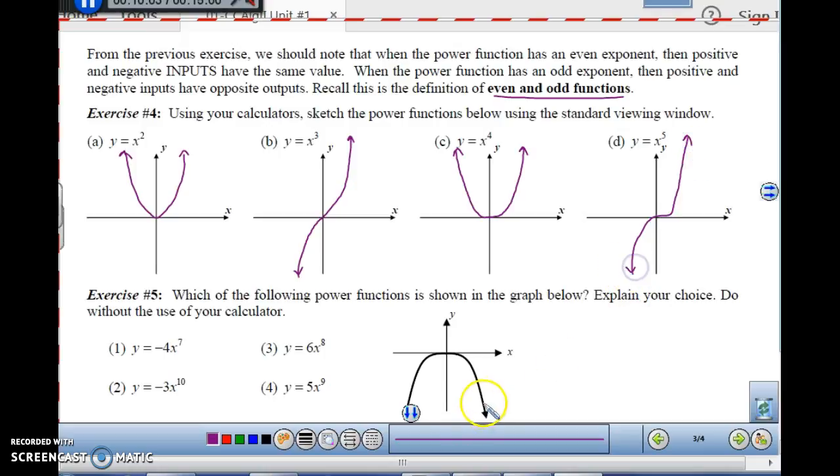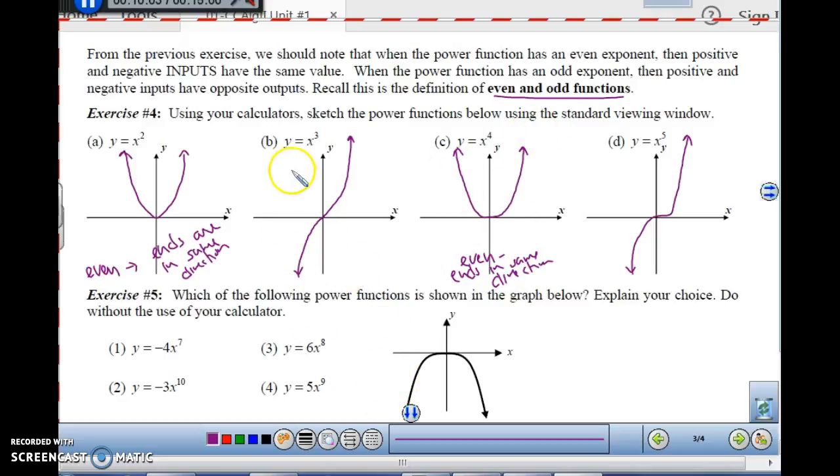Okay, let's look at the pattern we have here. Look at x squared and x to the fourth. What do we notice about the end behavior? Remember, these are both even functions. The ends are in the same direction. They both point up. That makes sense because remember we said opposite inputs give us the same output, so they're going to point up like that.